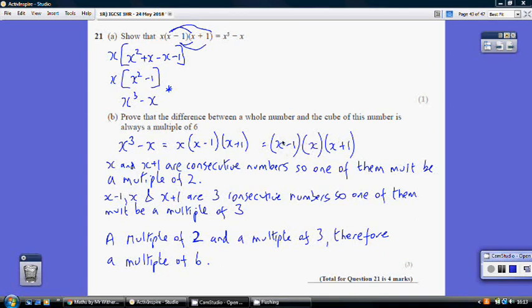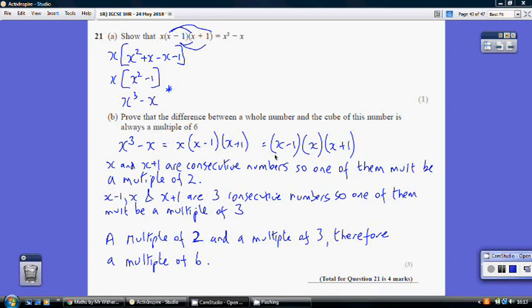So one of them must be a multiple of 2. Don't know which one, but one of them must be a multiple of 2. So we can conclude that whether it's these two, I've actually said these two here, because these are consecutive numbers, one of them must be a multiple of 2. Now similarly, because this is 3 numbers in a row, one of them must be a multiple of 3. So, think of any 3 numbers in a row, one of them is a multiple of 3.